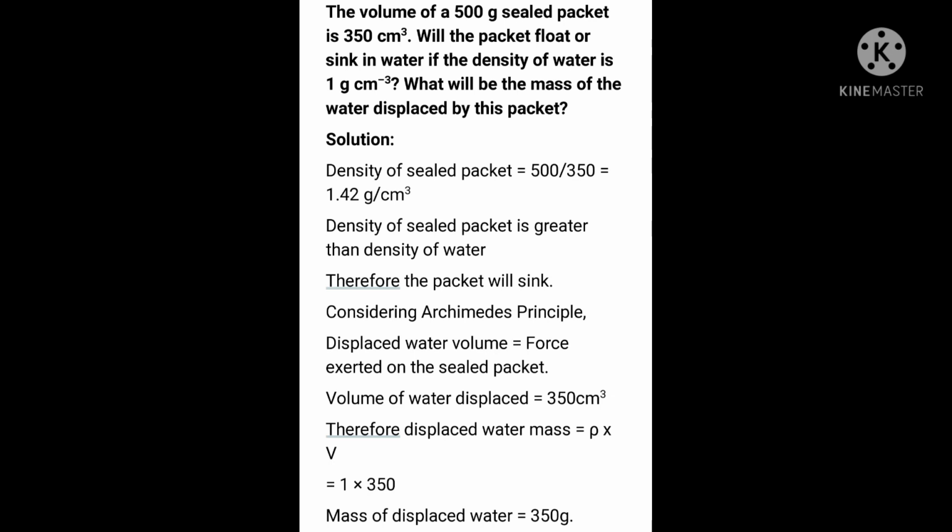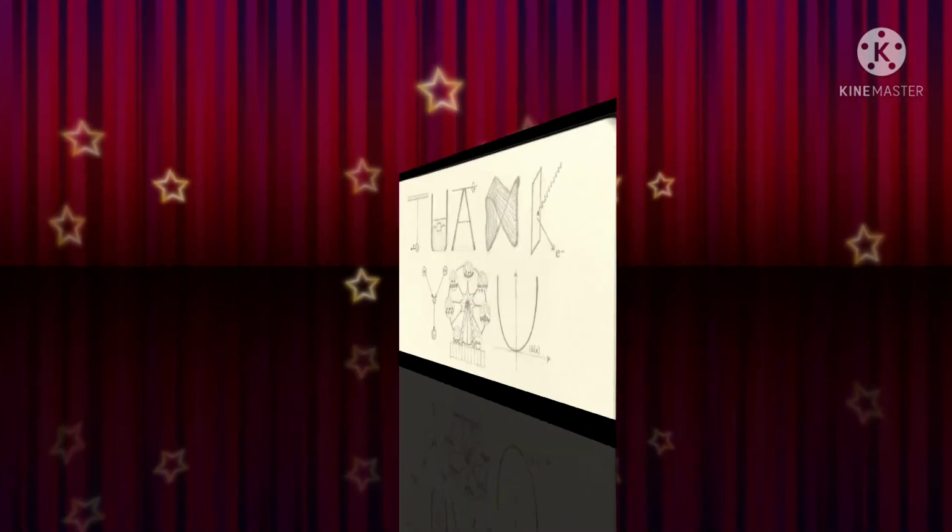Therefore, displaced water mass, that is equal to density into volume, because density is mass per unit volume. So, mass is equal to density into volume. So, that is equal to 1 into 350. So, mass of displaced water is 350 grams.